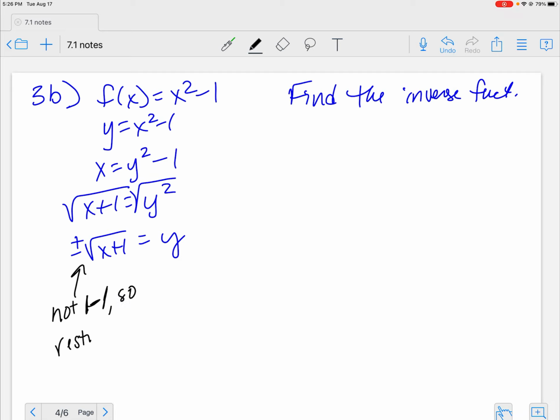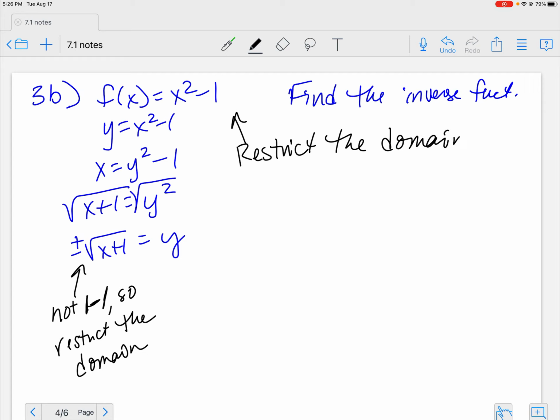So restrict the domain. That's what's going to have to happen here. So I can have the positive or the negative. If we restrict the domain, I know my vertex here is (0, -1) because anything next to my x is going to be, this is in vertex form. This is 0 with the -1 in the back, right? The x values are all I'm concerned about.